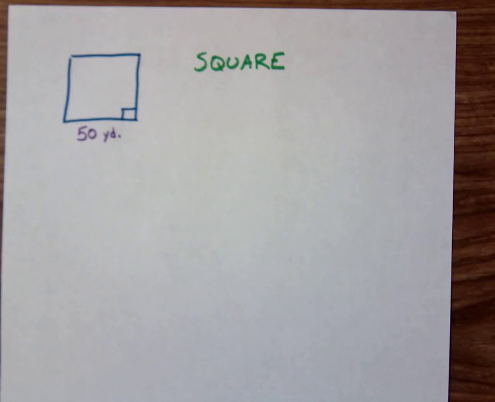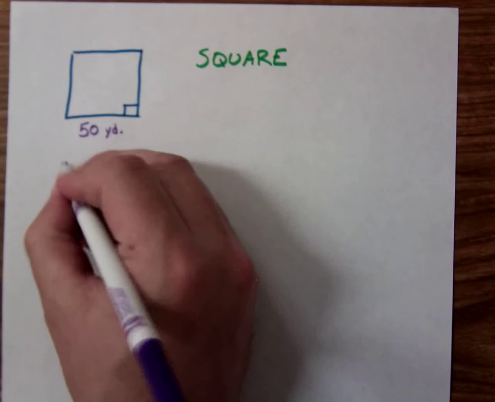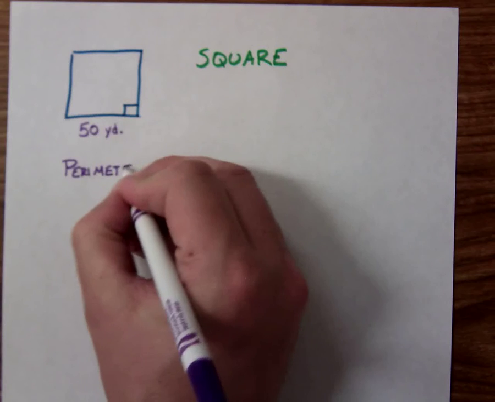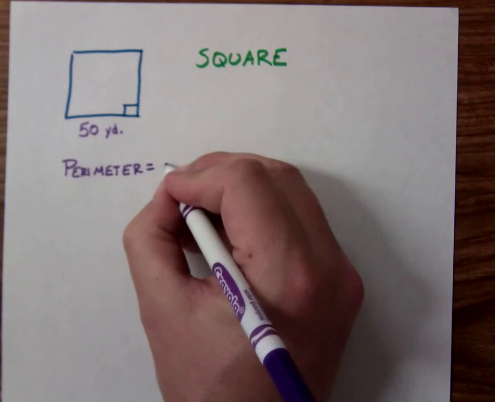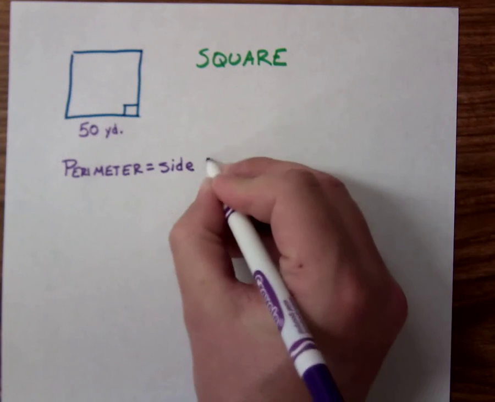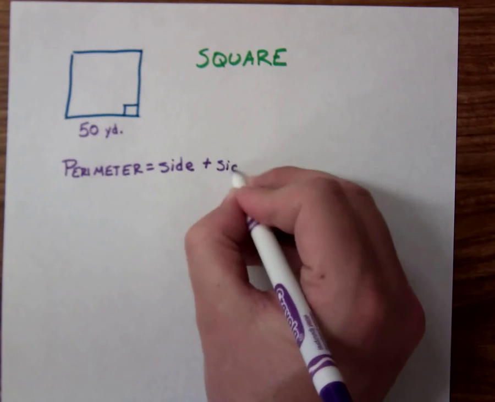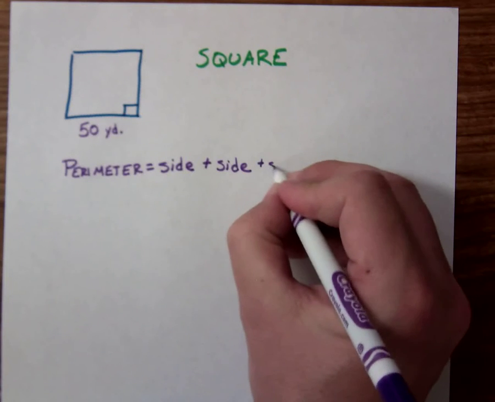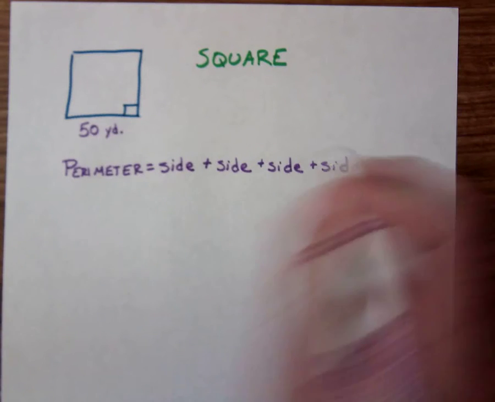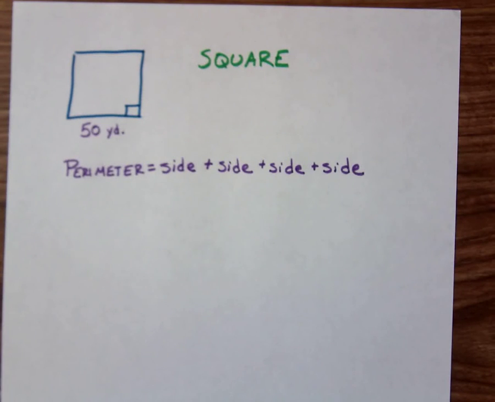A square, all of the sides are the same, right? No big surprise there. So if I wanted to find the perimeter of a square, or really the perimeter of any shape that's got 4 sides, this is what I would do. To find the perimeter of the square, I would take the first side there, which is 50 yards. I would add the right side. Then I would add the top side. And then I would add the left side. So I could solve this problem by doing 50 plus 50 plus 50 plus 50.